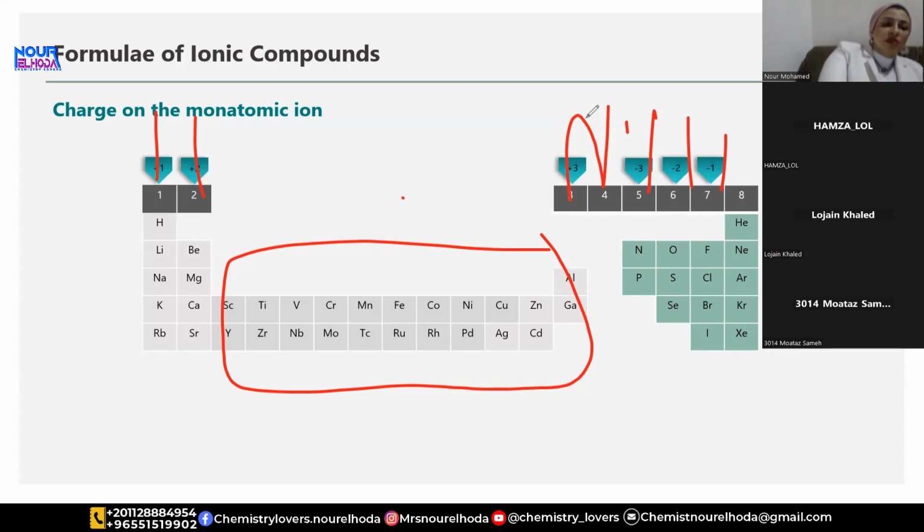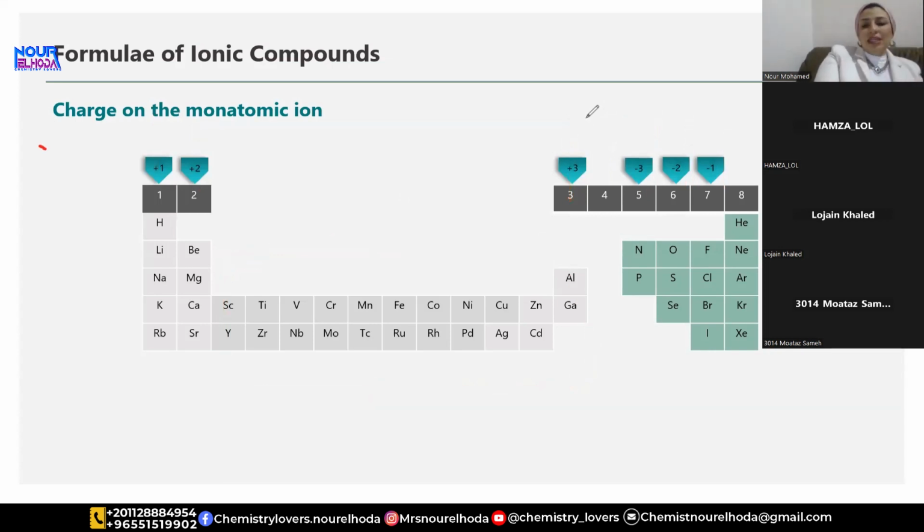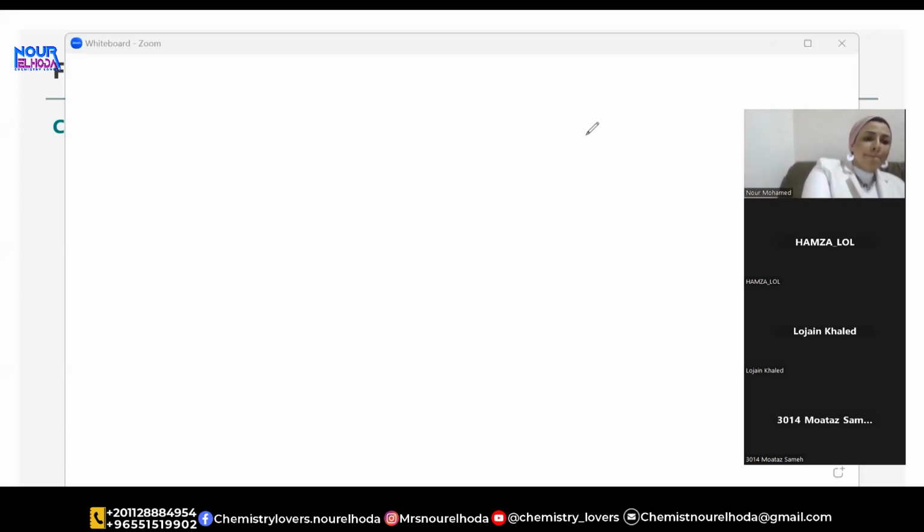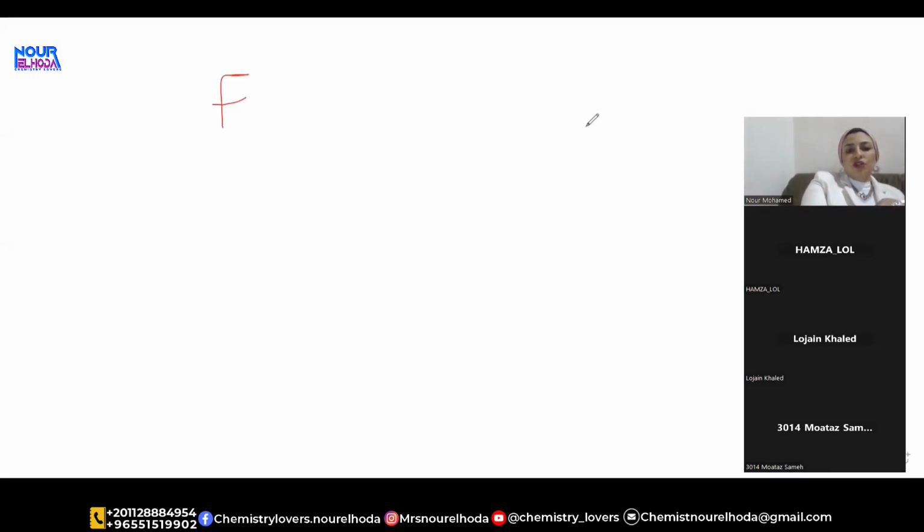Like which elements? We don't need to study them all, but at least the common ones. Let's say nickel. Nickel is always 2. But what about iron? Let's write it on another page. Iron sometimes 2, sometimes 3. Copper sometimes 1, sometimes 2.